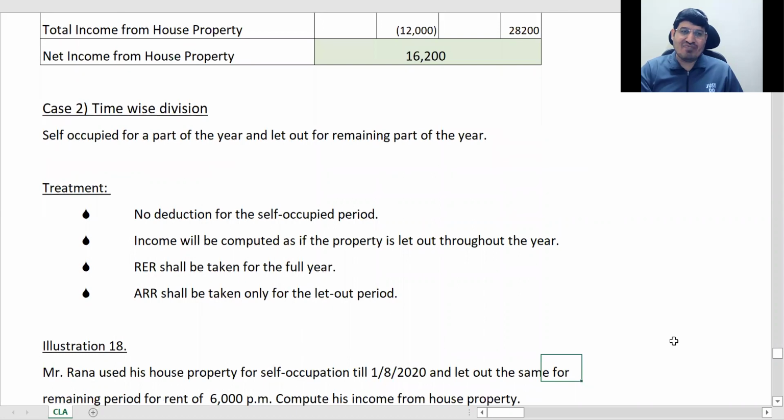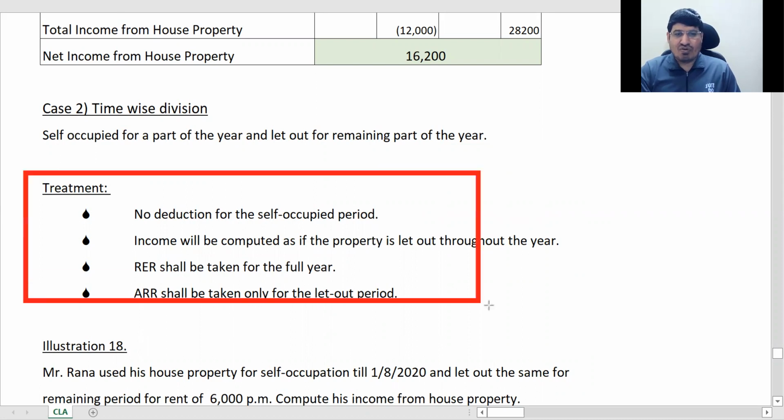Now we'll see time-wise division. Self-occupied for part of the year and let out for the remaining. So these are the 4 rules you have to follow for that.